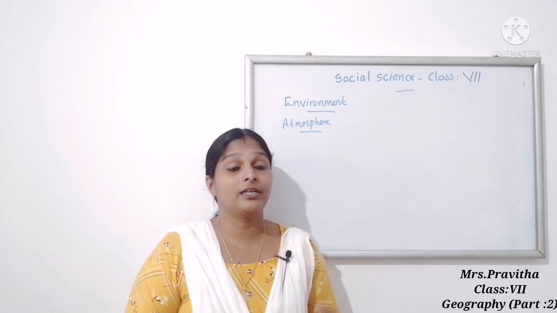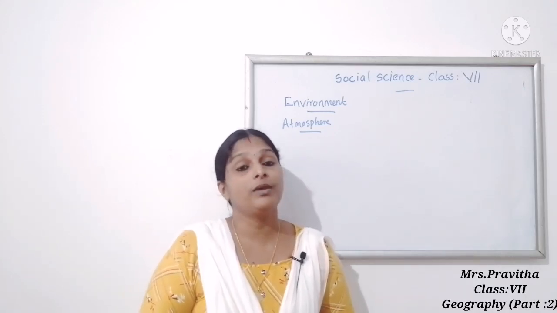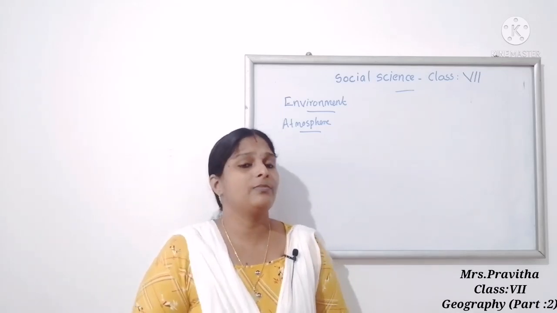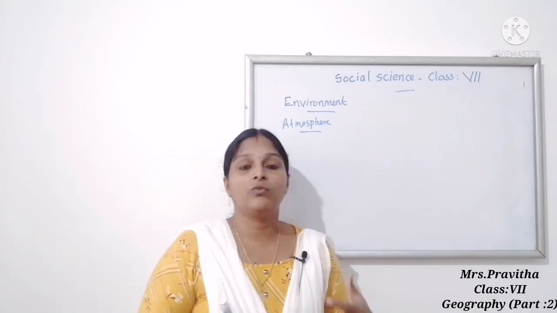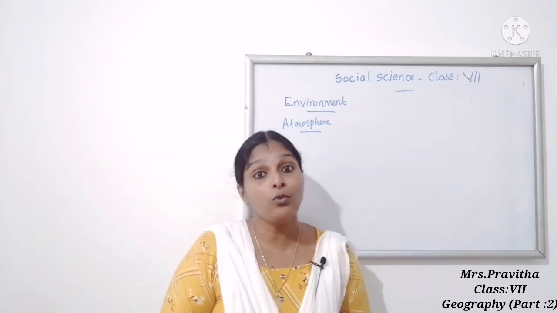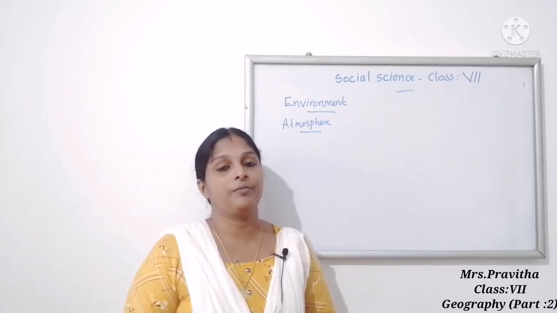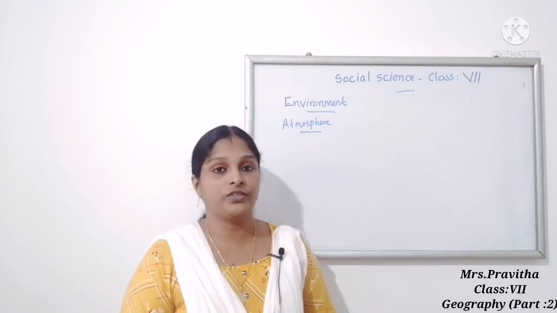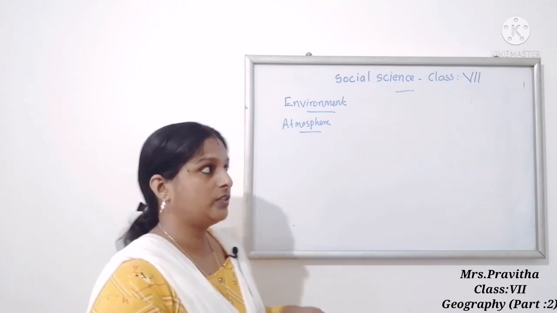Children, we already learned what the human environment is. Human environment mainly consists of human-made things. We know many examples: parks, bridges, hospitals, schools, many things made by human beings. Today we will study more about the natural environment. The natural environment comprises four realms of the earth. Now we will study what the four realms of the earth are.